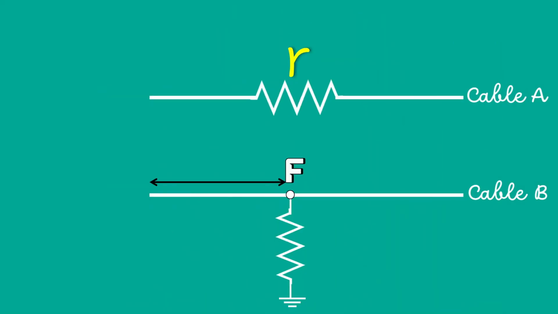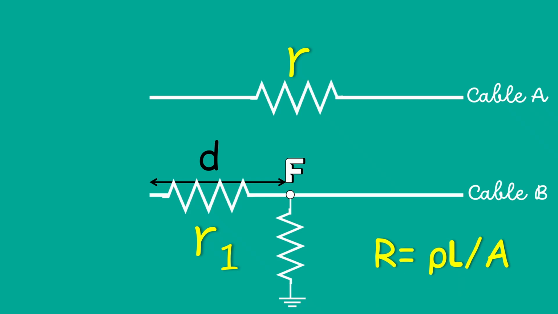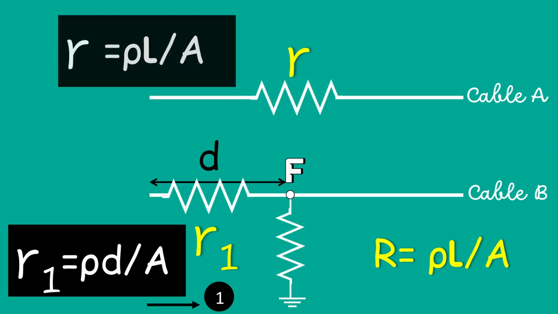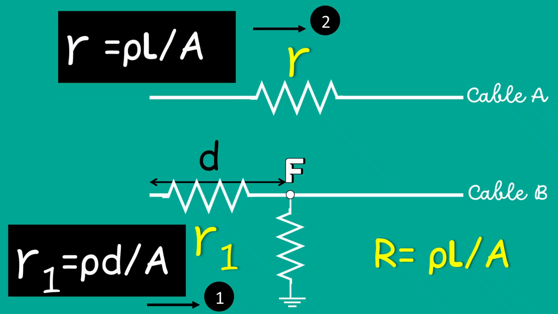If we know this length, it is very easy to locate the point F. Let's consider this length be D. Then the fault is D distance away from the near end. How to find the distance D? We know the resistance of this part. We also know that the resistance is proportional to length. R is equal to rho L by A. Therefore, R1 is equal to rho D by A and R is equal to rho L by A.